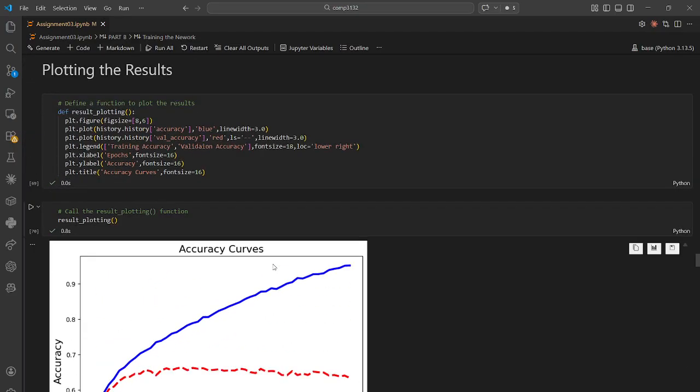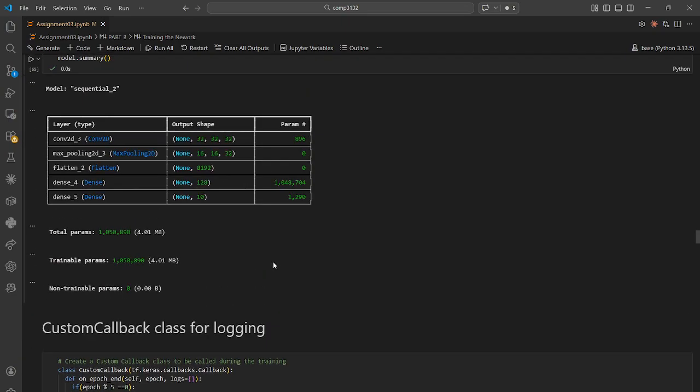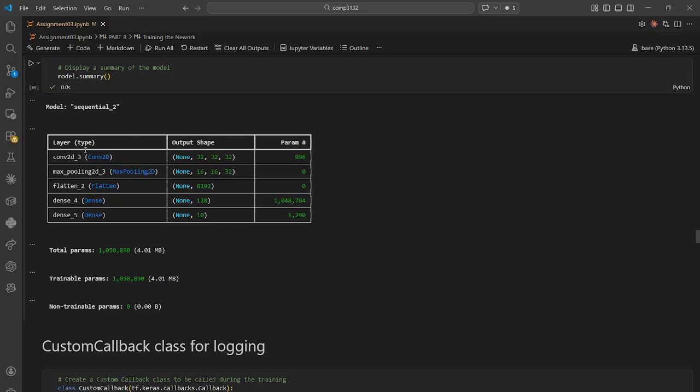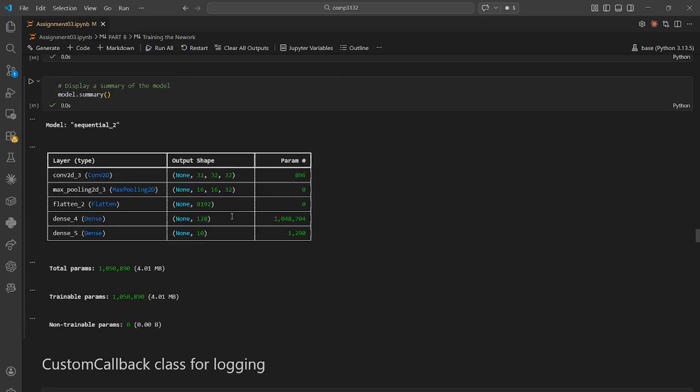So let's talk about the layers that we did before. The original model has 5 layers: a Conv2D with 32 filters, a max pooling 2D, a flatten, a dense with 128 neurons, and a dense with output 10. So what is the purpose of each layer?